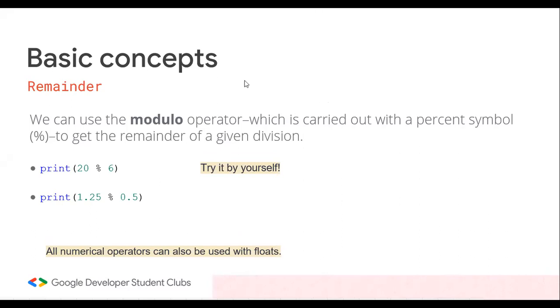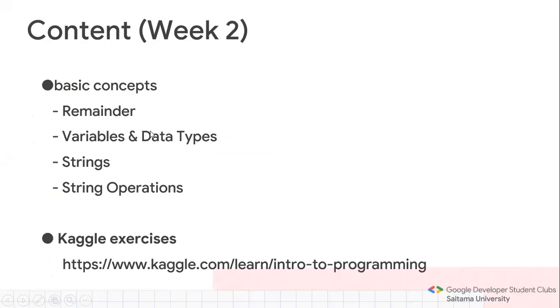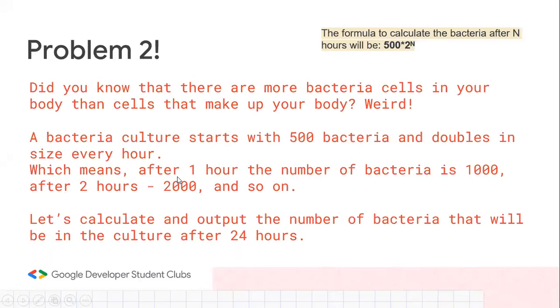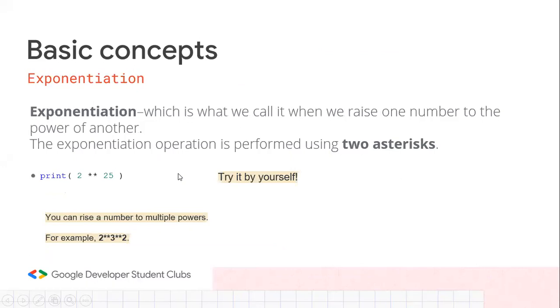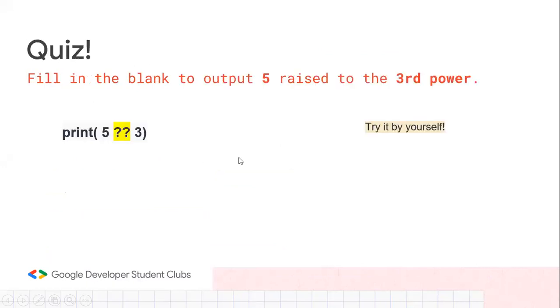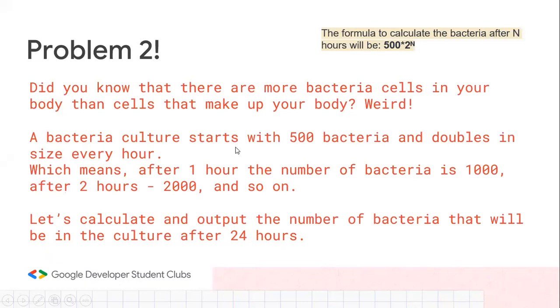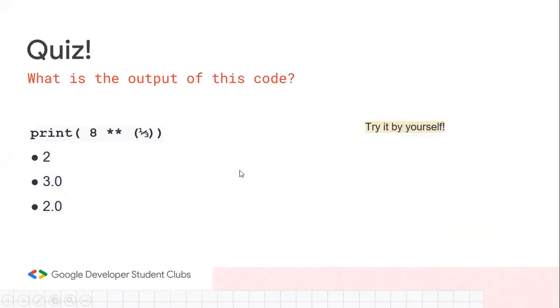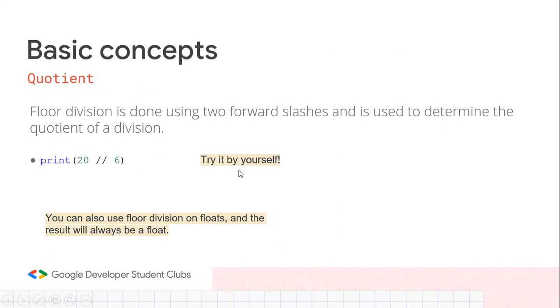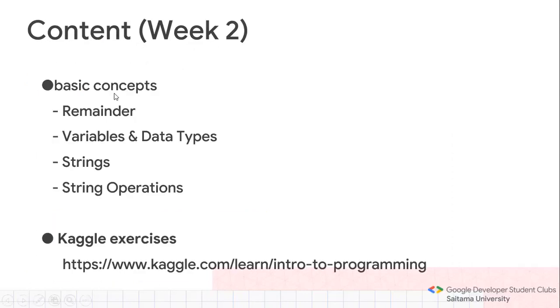This is the second week. In the first week, we already learned some basic concepts and their respective quiz and also the problem. And today, we would like to keep learning other concepts related to Python. For example, today we will learn what the remainder is in Python, what variables and data types are, and strings and string operations.